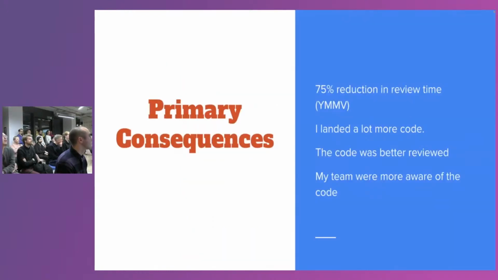So the primary consequences: my review time went down by about 75%. One colleague said, you've just landed a month's worth of work in a week. So that was pretty good. I landed a lot more code. My throughput was better, and the code was better reviewed. When landing thousands of lines of code, you end up with an LGTM and crappy reviews. And my team were much more aware of the code that I was writing, so the code was socialized a lot earlier.